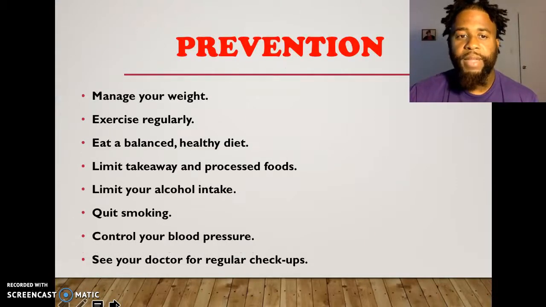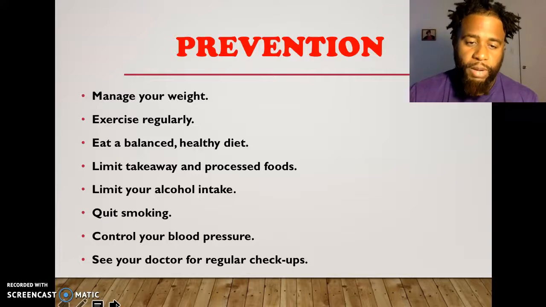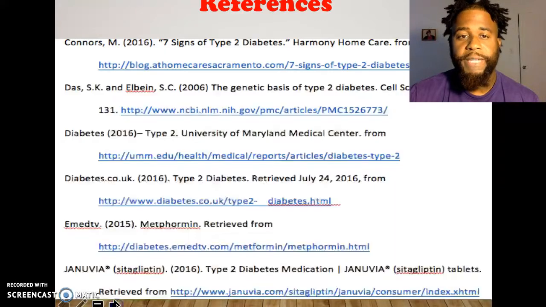Prevention: manage your weight, exercise regularly, eat a balanced, healthy diet, limit takeaway processed foods, limit your alcohol intake, quit smoking, control your blood pressure, and see your doctor for regular checkups. This is all my references.